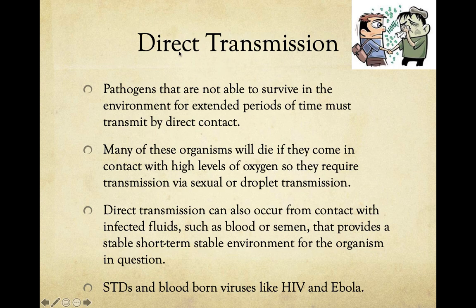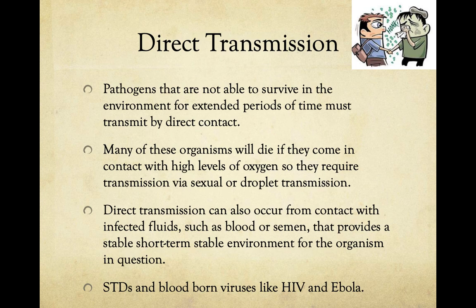So pathogens, or organisms that exhibit direct transmission, are guys that are not going to be able to survive in the environment for a very long period of time. They're going to die if they come in contact with the high levels of oxygen in the air, or they're going to dry out from the lack of moisture, or things like that. They just cannot survive in oxygen in the environment outside of a host body for very long.